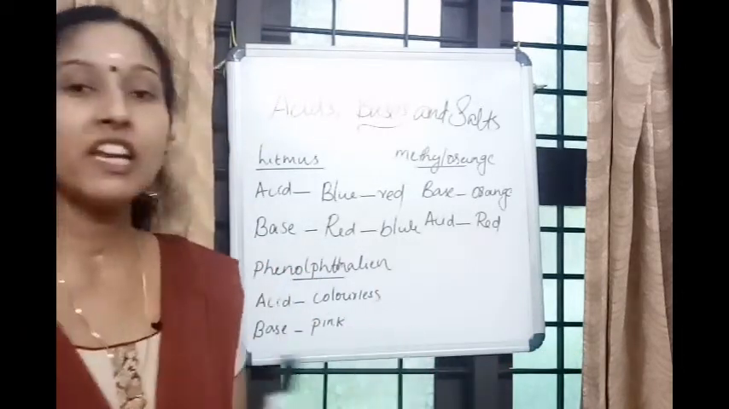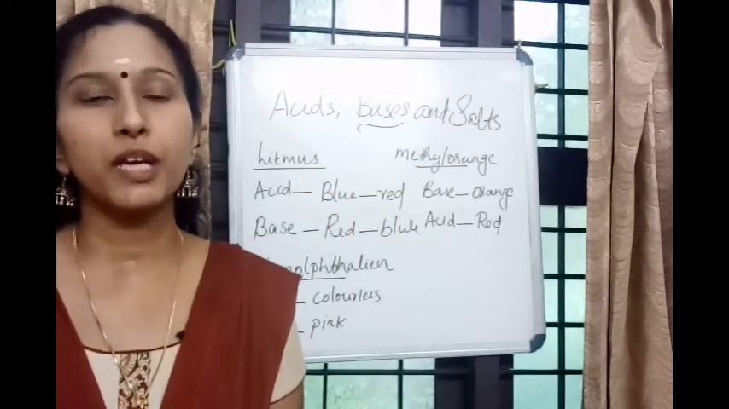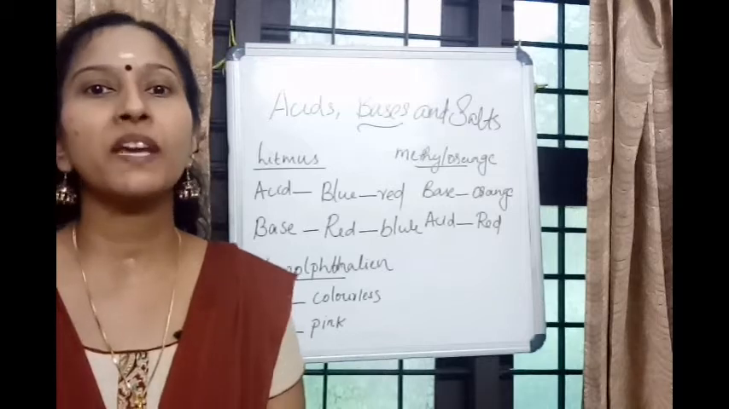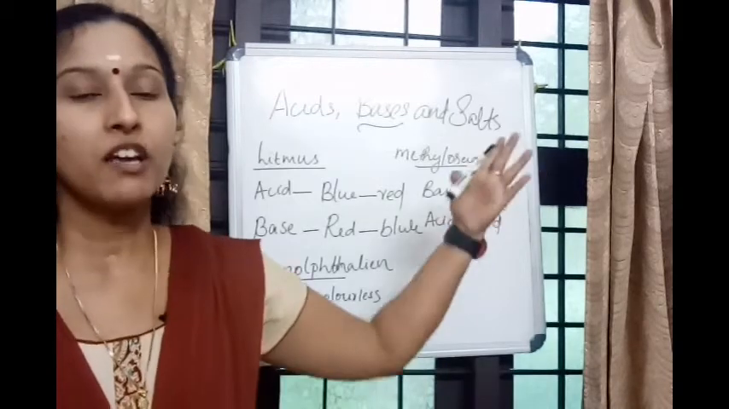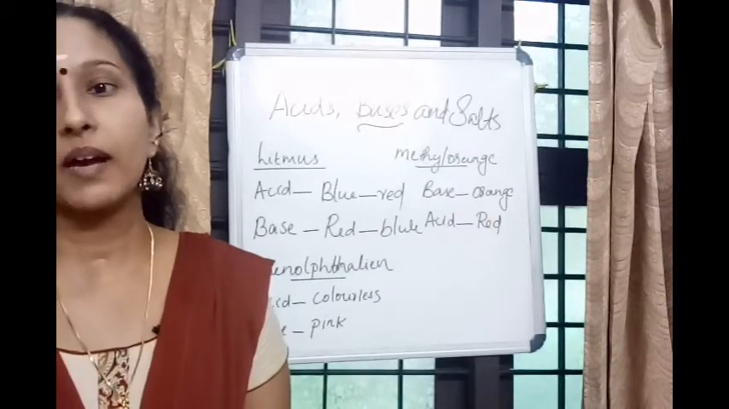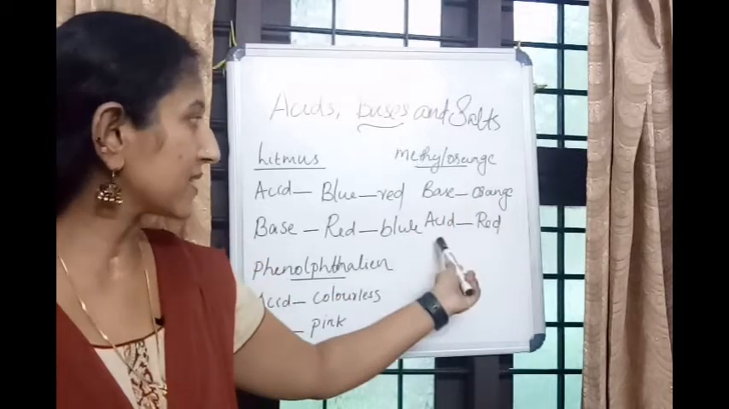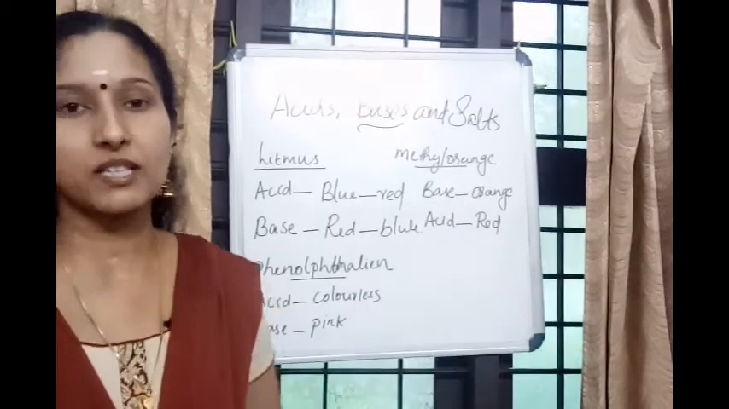And phenolphthalein is a basic indicator which shows color changes only in the basic medium. It turns to pink in base. And methyl orange is an acidic indicator. It shows color changes only in the acidic medium. In the base, same color, orange, and in the acidic, it turns to red.